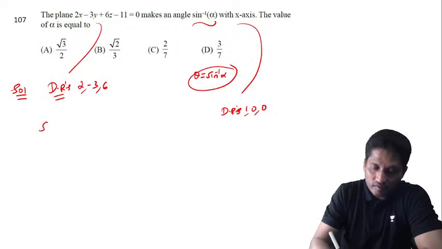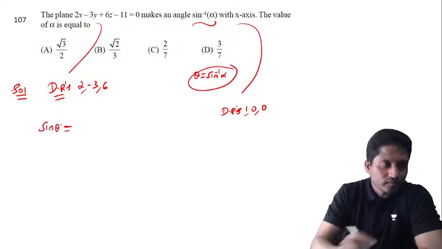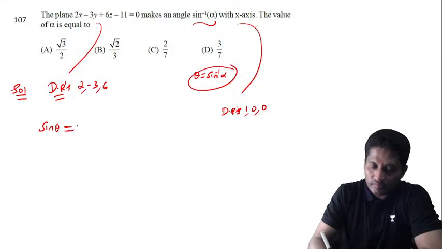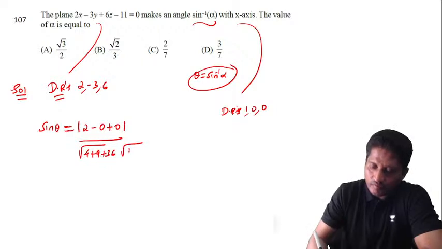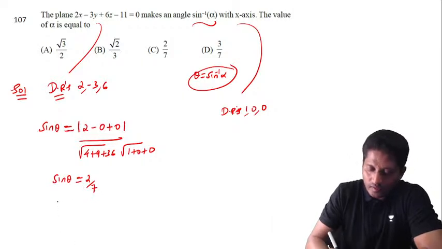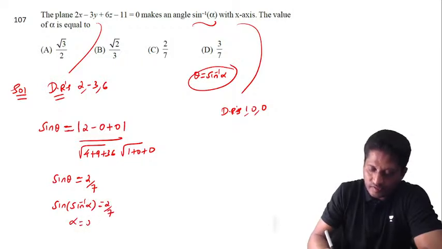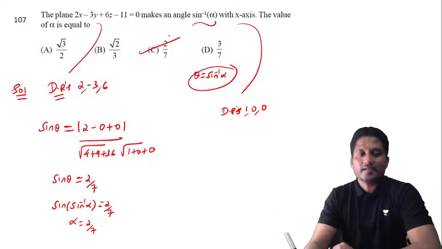Now sine theta is equal to the modulus of a1 into a2, that is 2, b1 into b2 is 0, c1 into c2 is 0, divided by root of 4 plus 9 plus 36 times root of 1 plus 0 plus 0. So sine theta is equal to 2 by 7. So sine of theta will be equal to sine of sine inverse of alpha, which is alpha, which is 2 by 7. Answer is option C.